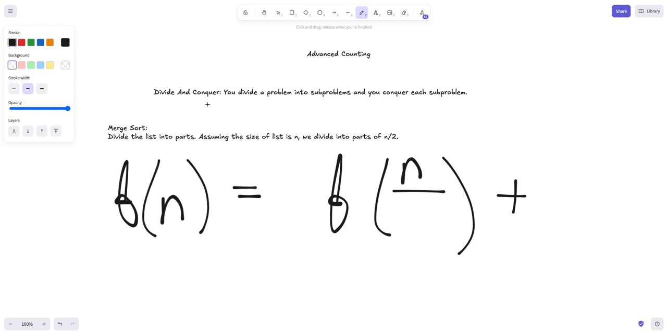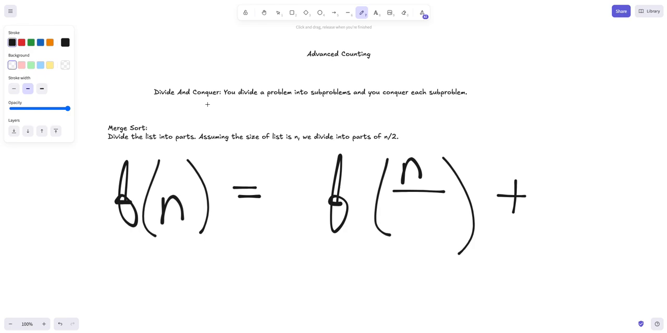As you might already know, in a merge sort algorithm, the way we sort the list is by first dividing it into two parts. Then we sort each half separately, and then we combine the two halves to form a sorted sequence.